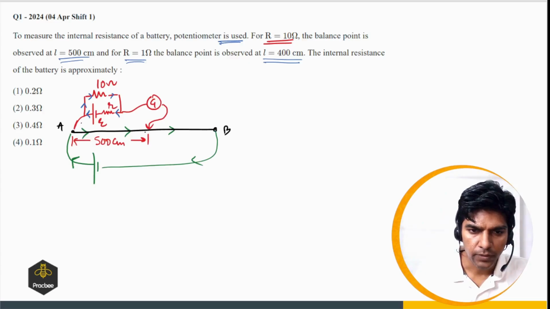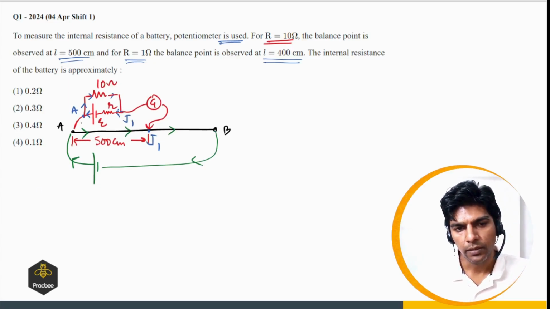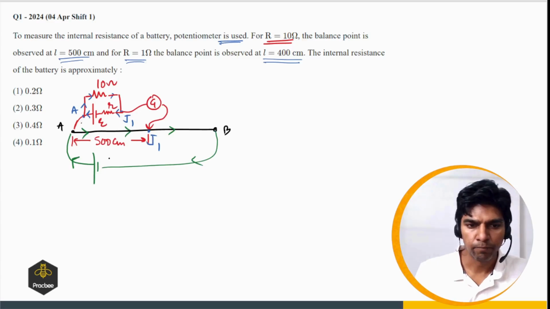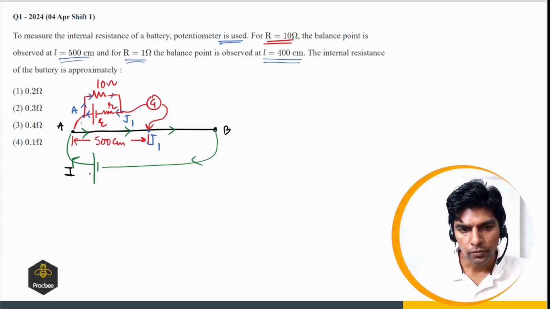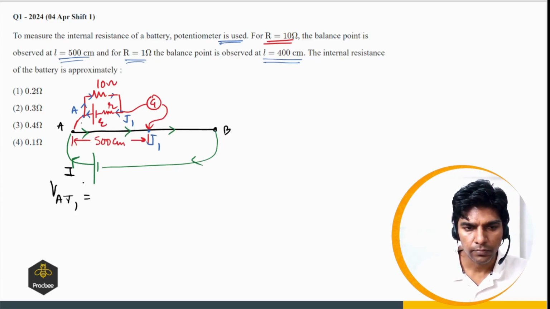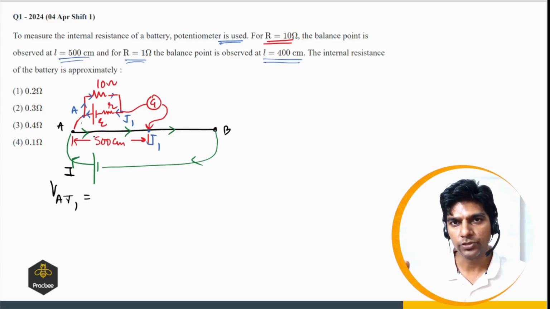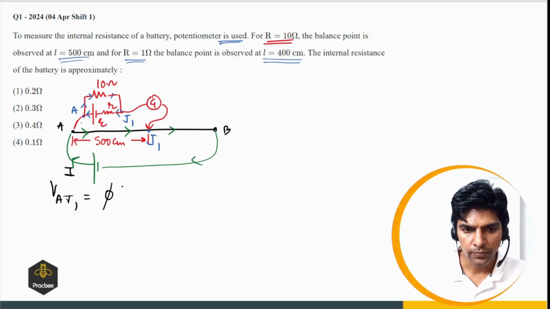If this point is J1, we can say this point is also A and this point is also J1, right? So the terminal voltage across the unknown cell will be the same as the potential drop across the length AJ1 of the potentiometer wire. Okay, right. So let us see. If this current is I, so we can say VAJ1, and let the potential gradient across the potentiometer wire be phi, so this will be phi times 500, right?